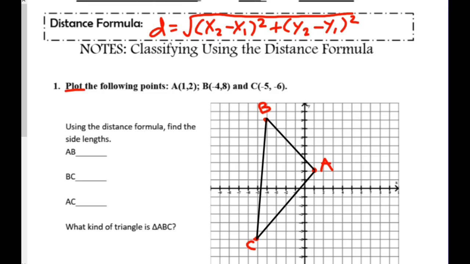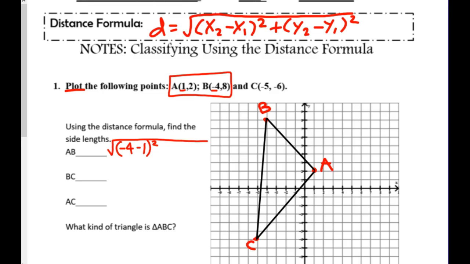So for AB, we are going to use points A and B, right? So right here, next to this blank, let's draw a long square root so we can show our work. And we are going to do x2 minus x1. So for AB, looking at point B, what's the x value? Negative 4. And the x value of the first point A is 1. So that first parentheses is negative 4 minus 1, parentheses squared.